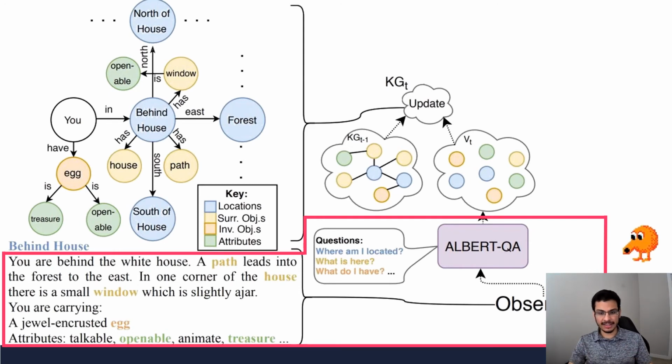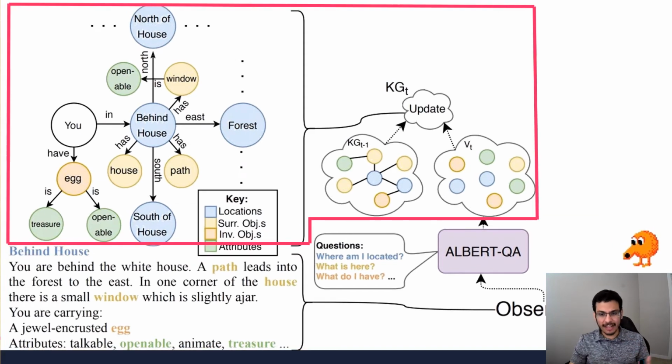We then query this model using this description as context and questions such as: where am I located, what's here, what do I have? This model's responsibility is to highlight the span within the description that best answers that particular question. So you have this set of important vertices for the graph, and we can then combine it with the graph from the previous step in order to get a full knowledge graph of what the world looks like, something like what you see on the screen. This knowledge graph has information regarding the location of the agent, surrounding objects, inventory objects, attributes, and so forth.